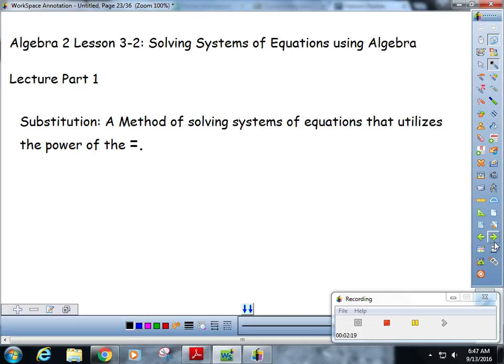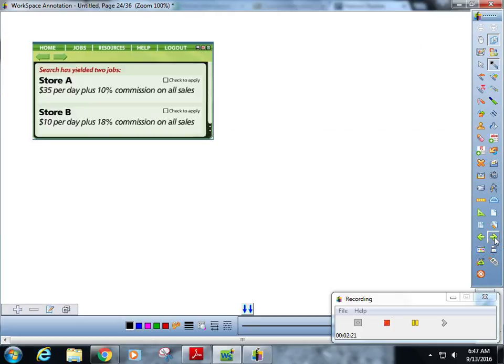So, let's take a look at our first example here. You're applying for a job, okay? You're all going to do that at some point in your life. And you have to pick which one you want.